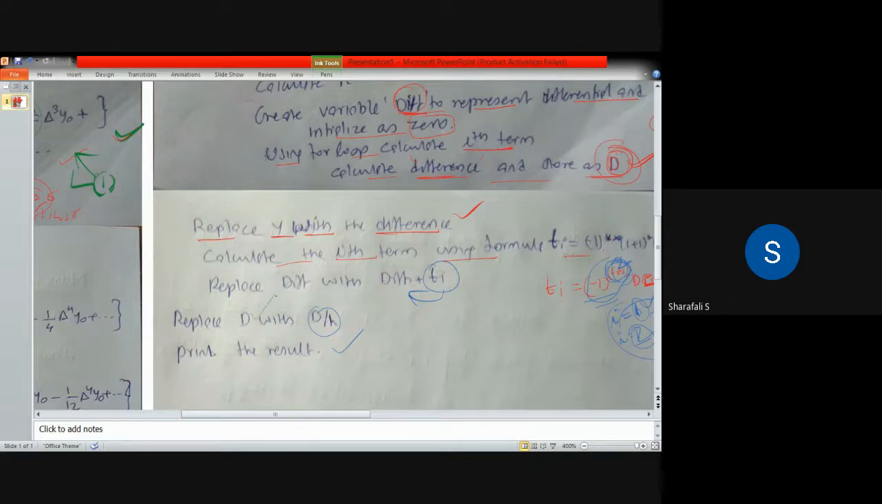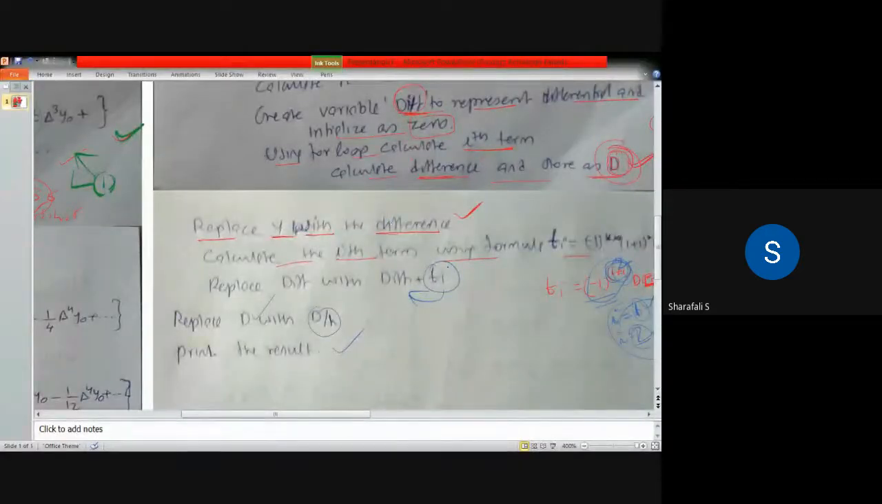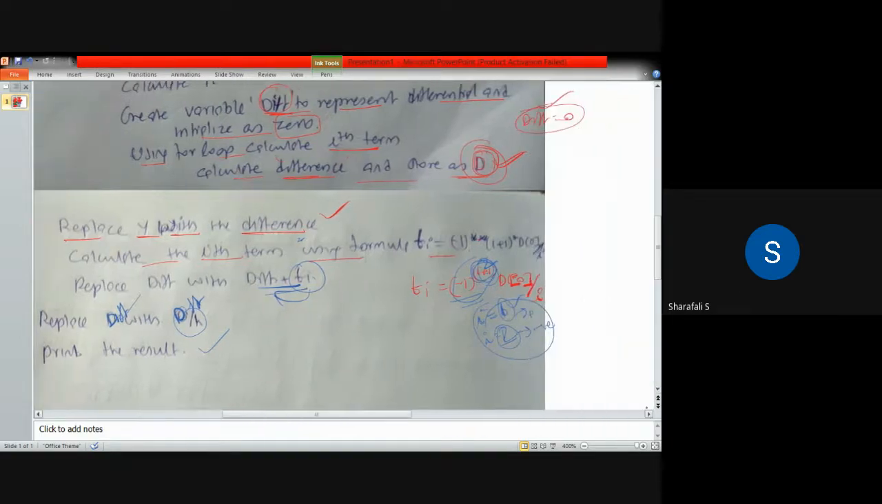I think this has to be a difference. Okay, let me see that in the program. We have to consider that also as a difference. So in here also we have to consider it as difference. So this one has to be diff. This also diff. This one we have to divide with h. Then only you will get that equation, right?